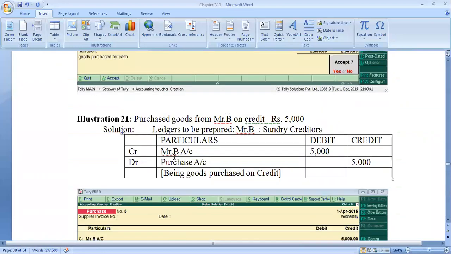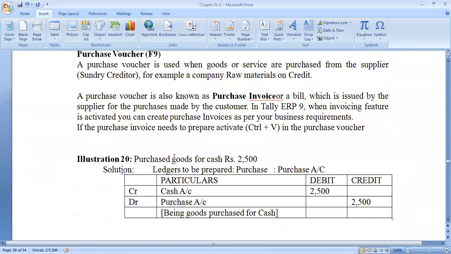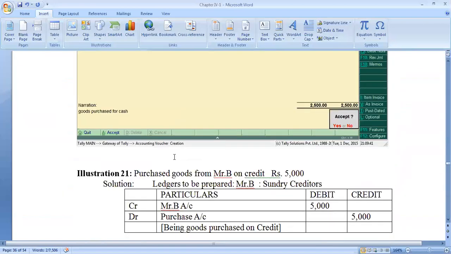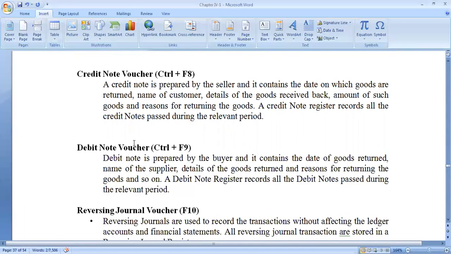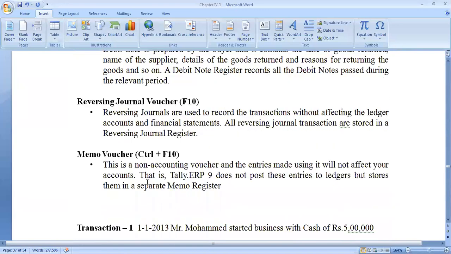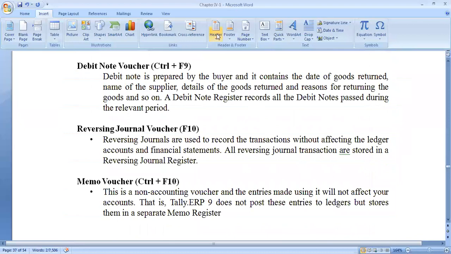Okay, listen and practice until the purchase voucher F9 features. Okay. So we don't want to discuss everything in full in just this video. So we will discuss credit note voucher, debit note voucher, reversing journal voucher and memo voucher in the next videos, because there is plenty to be discussed here. So for that reason. Okay. Thank you. Moreover, practice is important because of the Tally software.